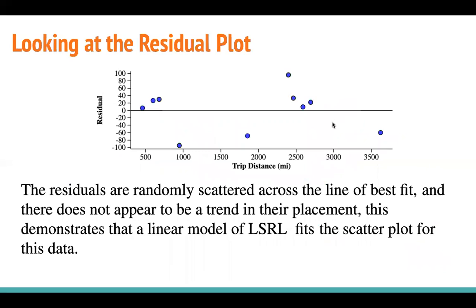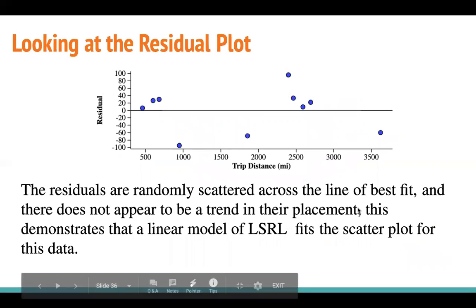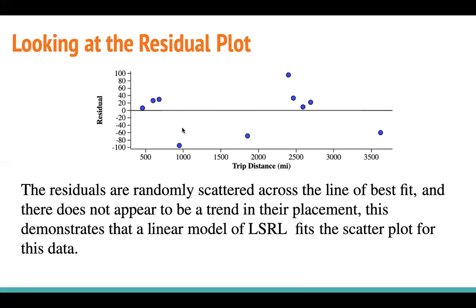Let's look at the residual plot from that example we've been talking about of trip distance and the cost. The residuals here show pretty good scatter, and so there does not appear to be a trend in their placement. This demonstrates that the linear model of the least squares regression line fits the scatter plot for the data. And it's excellent. This really expresses that I'm not looking at the actual data, right? I'm looking at the residuals and using them to evaluate the line on my scatter plot.